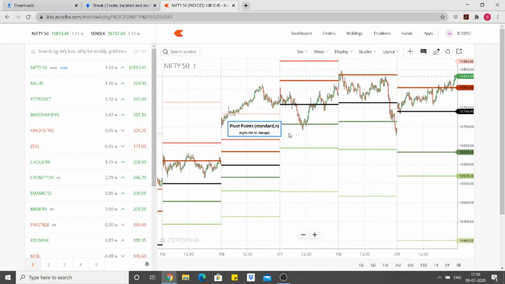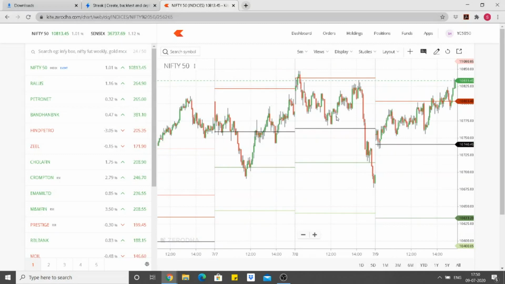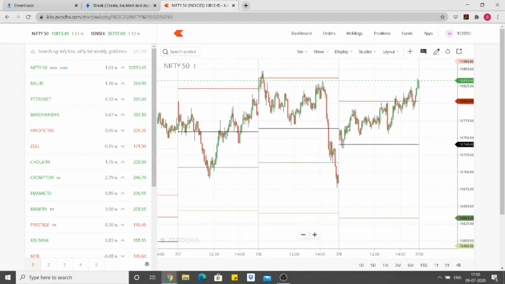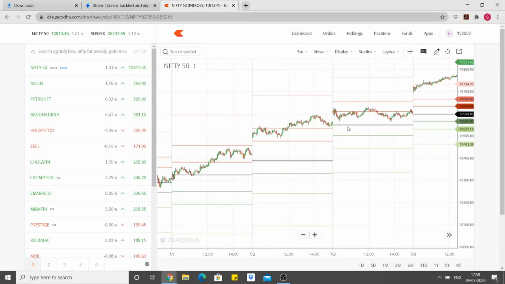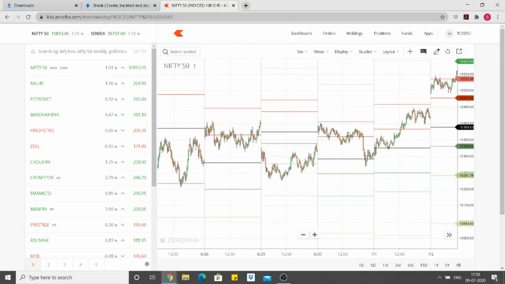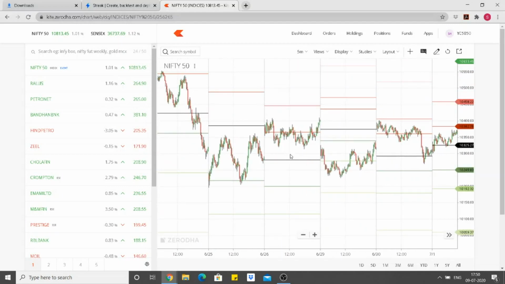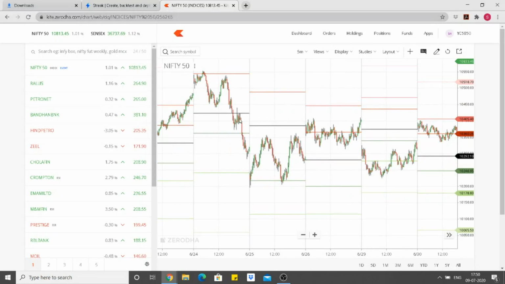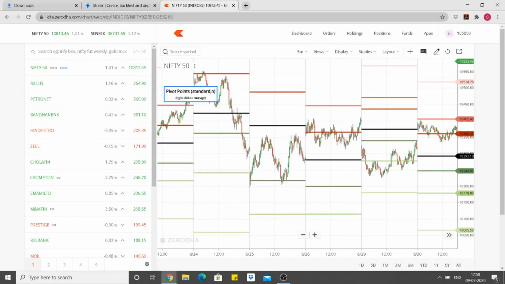So it acts as a good support level. We can see it acts as a good support level for the price. And once the price breaks down the pivot point, then it has a very bearish outlook towards it, right? Over here, the price broke down, right? And it kept going down. There is no looking back here.